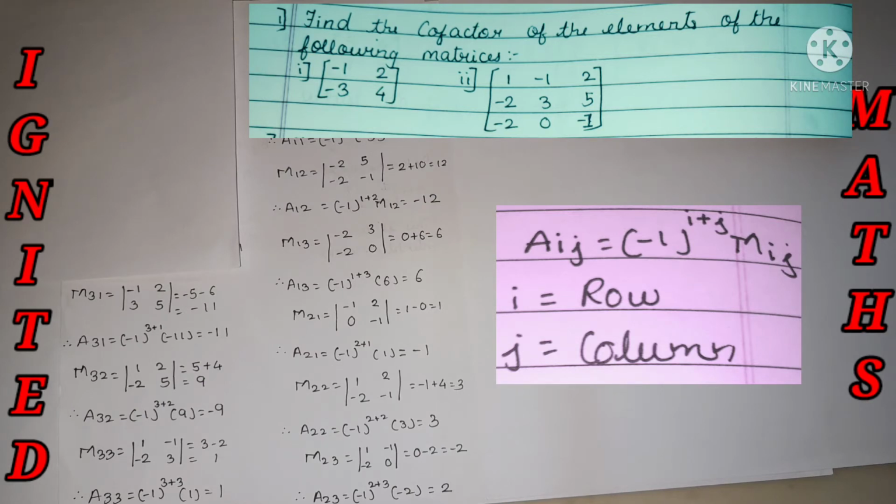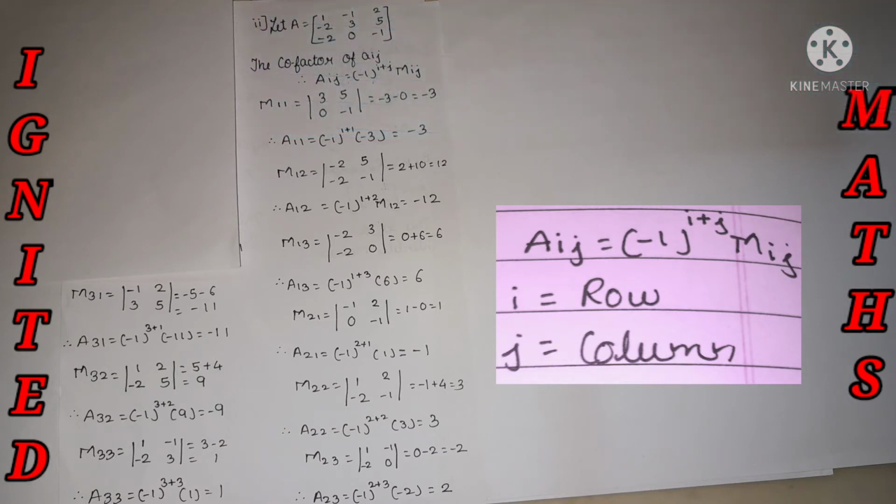The thing is, it's a 3 cross 3 matrix. Okay, the procedure is absolutely the same as we have done for the 2 cross 2 order also. So the cofactor formula is Aij is equal to minus 1 raised to i plus j Mij. Okay, i and j are the row and column respectively. A is nothing but the cofactor of the elements, and M is nothing but the minor of the elements, the capital M and capital A that I have denoted over here.